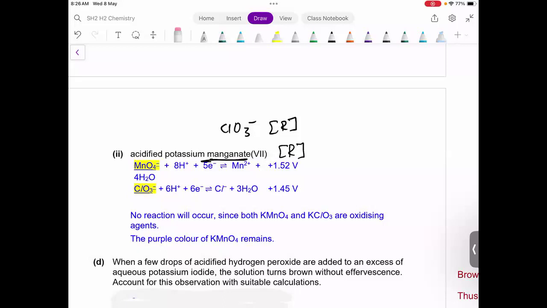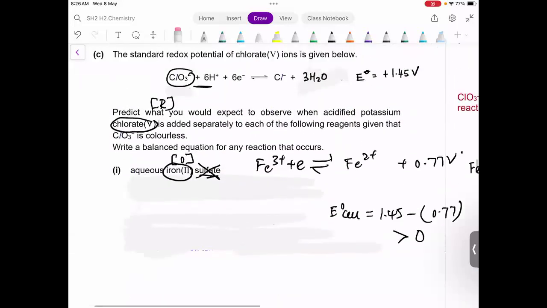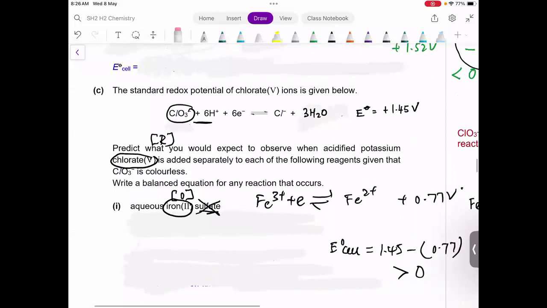You have to explain now, because they ask you to predict what you will expect. Predict means it comes with an explanation, unless the question says state, then you don't need to give a reason. The terms predict and suggest require explanation.